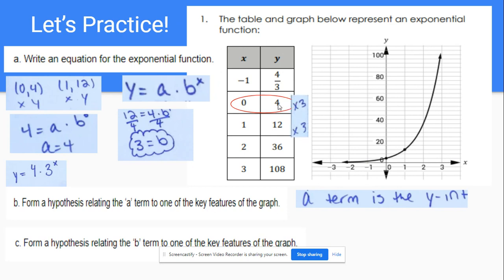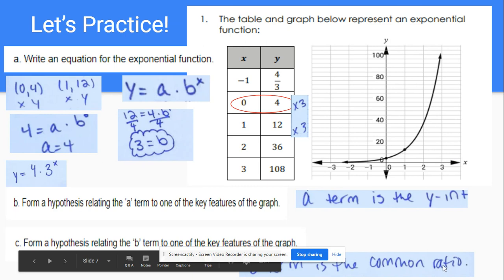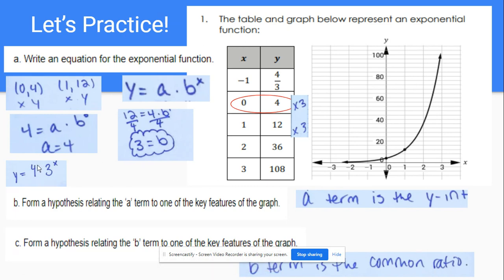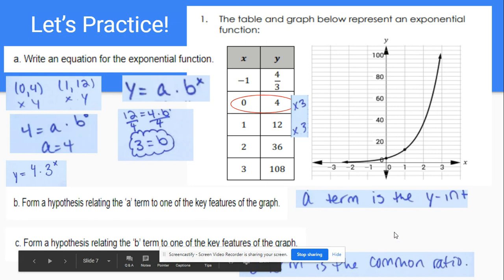But I can see that if I did 4 times 3, I'm going to get 12. And if I did 12 times 3, I'm going to get 36. And if I did 36 times 3, I'm going to get 108. And I could keep on going. What's really important is that if I have an exponential function, I'm not adding or subtracting to find the common difference, because that's a linear function. In this case, I'm either going to be multiplying or dividing, and that gives us the common ratio. So a is your y-intercept and b is your common ratio.